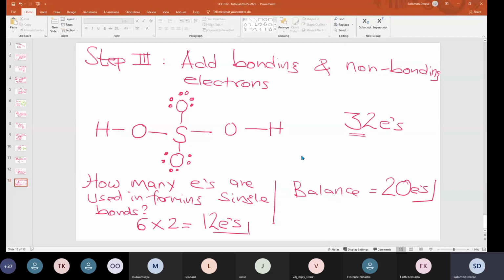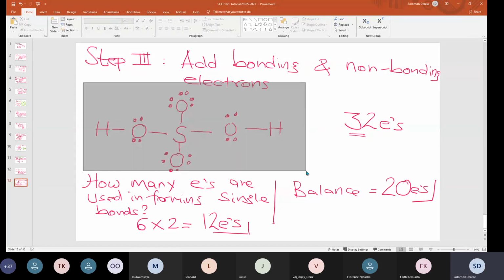Then when you look at the oxygen, this one requires 2. So we have used 12, 13, 14, 15, 16, 17, 18, 19, 20. We had a balance of 20, and then we can count: 1, 2, 3, 4, 5, 6, 7, 8, 9, 10, 11, 12, 13, 14, 15, 16, 17, 18, 19, 20.